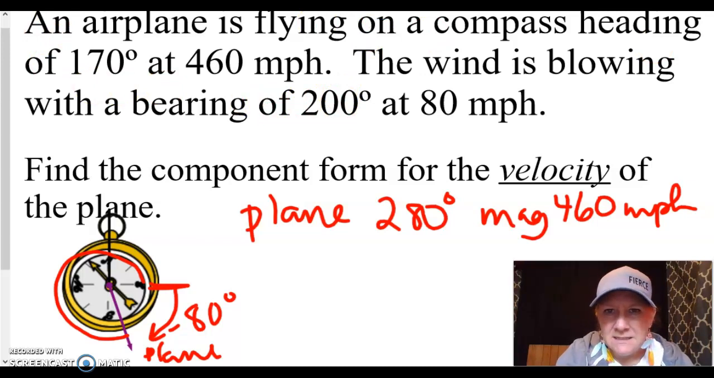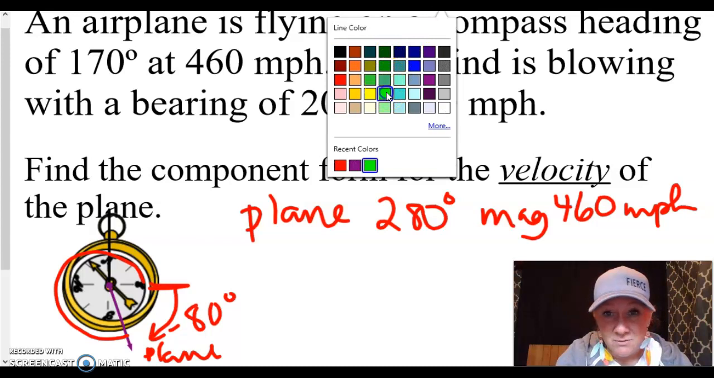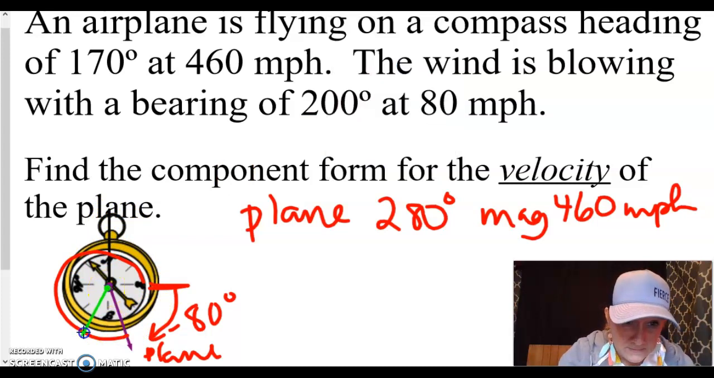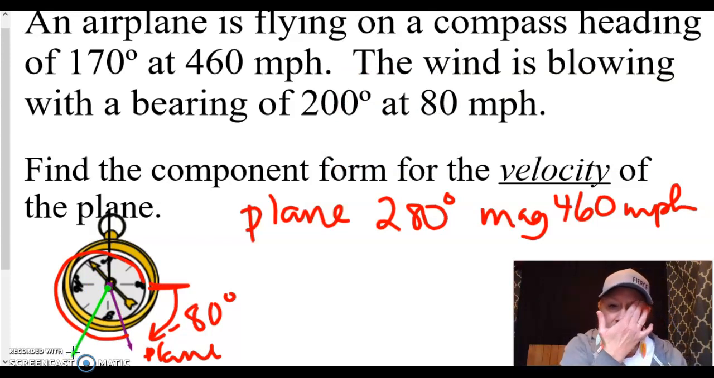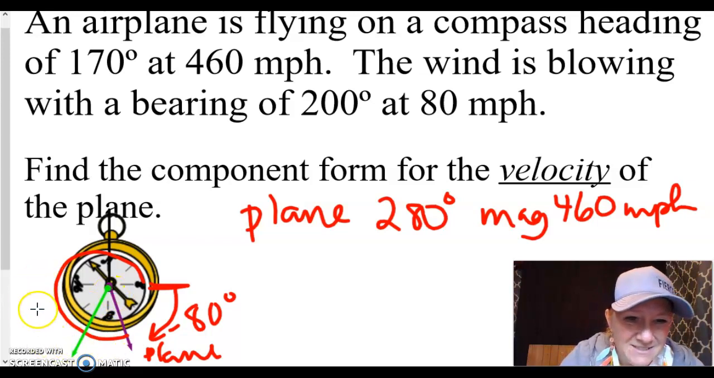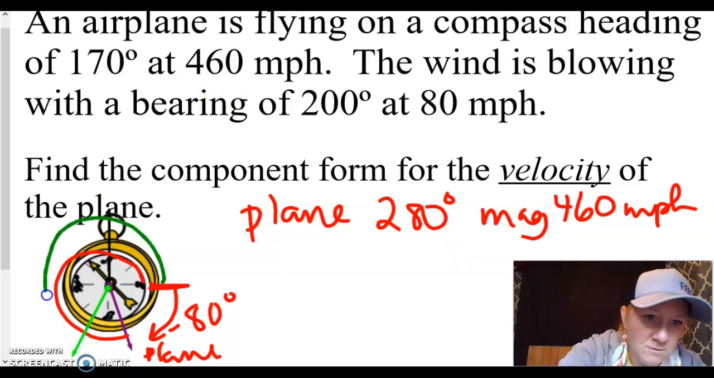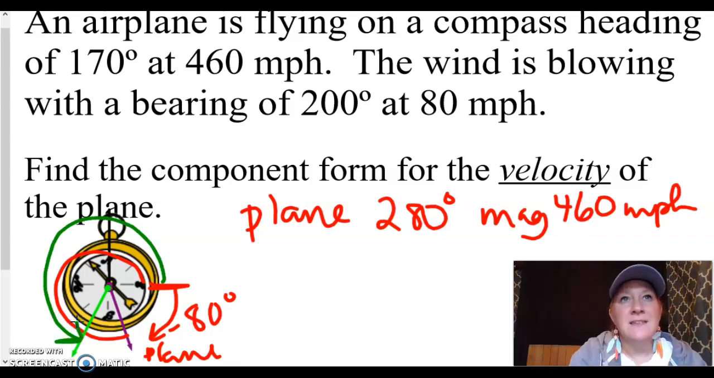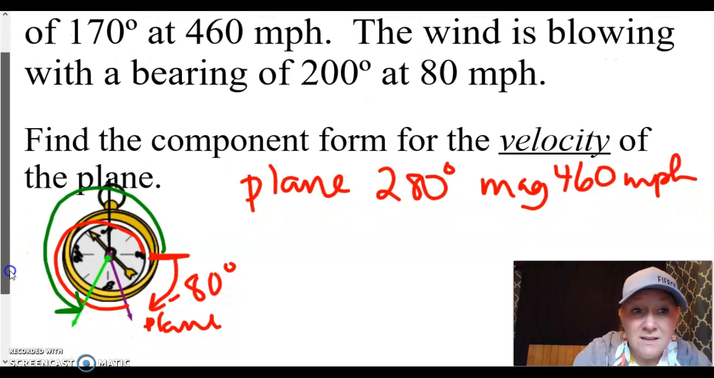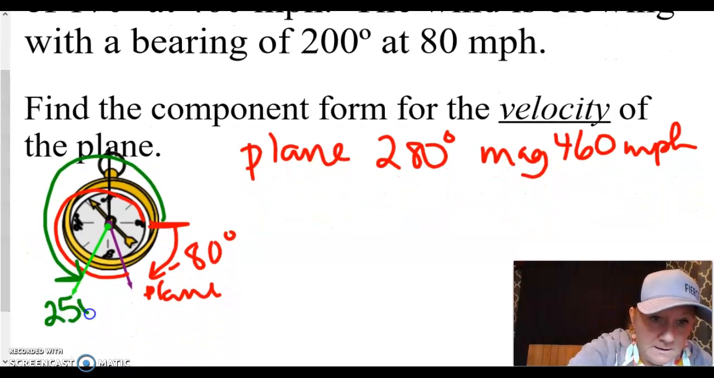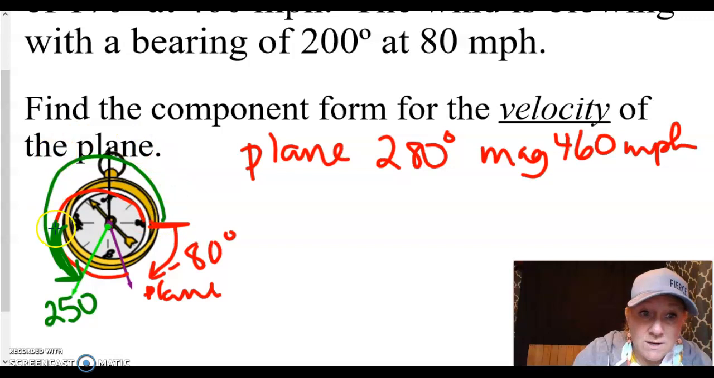Okay, let's make the wind maybe bright green. Okay, so here is north. Coming here, this is 180, so 20 more. Okay, so 20 off of 180 this way. That makes that 70 to here. So think momentarily from here to here. That bearing is going to be 250. Because it was 70 off of here. And so 180 plus 70.